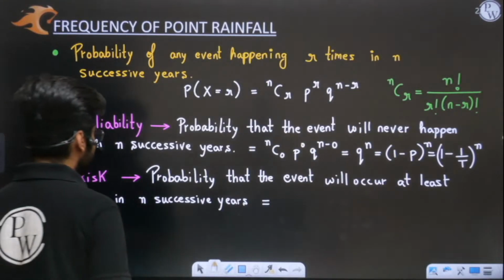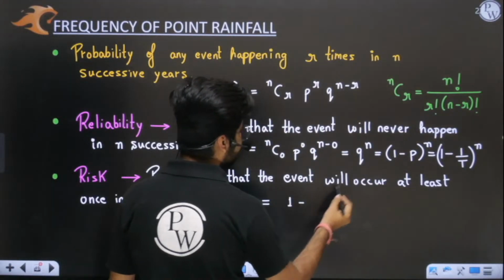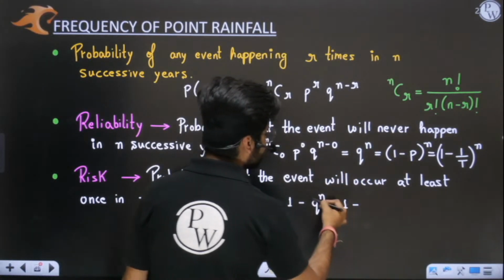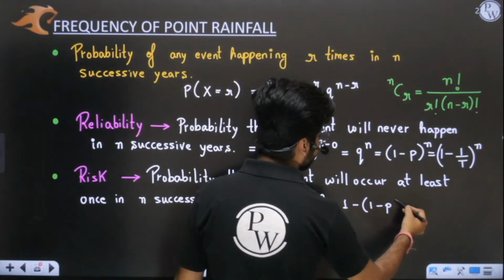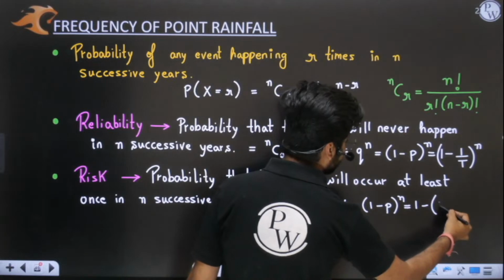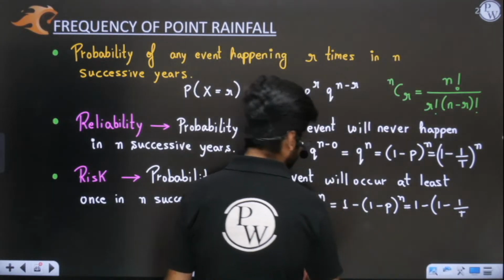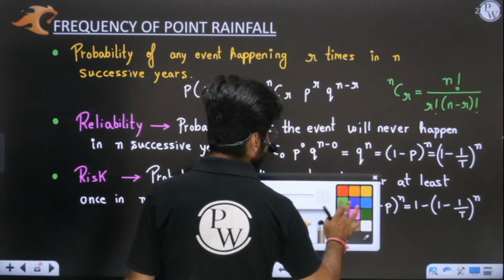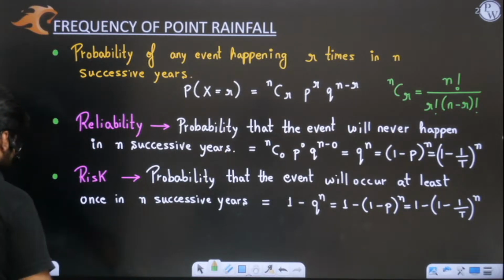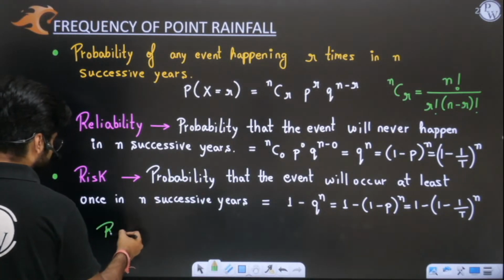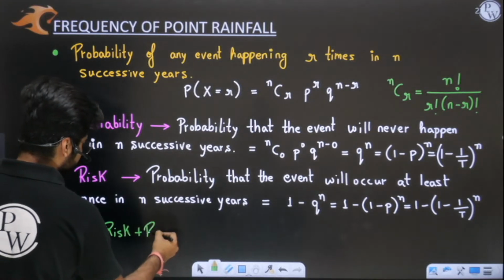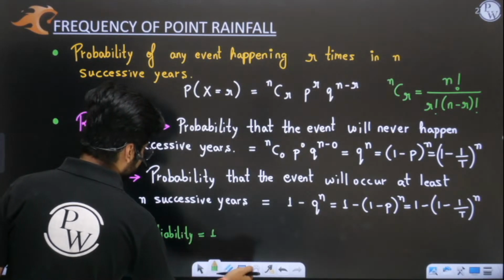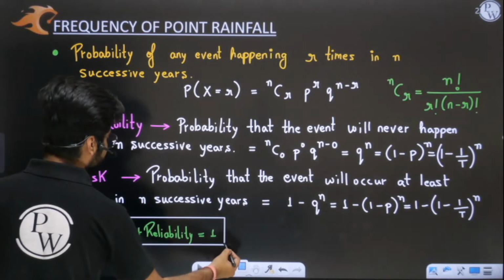You are guessing it correctly. So risk is nothing but 1 minus reliability. Reliability is what? Q power n. In place of Q, you can write 1 minus P, and in place of P, you can write 1 upon T. All are one and the same, sir. But one thing we have understood clearly is that risk plus reliability is equal to 1. This we have understood very, very clearly.